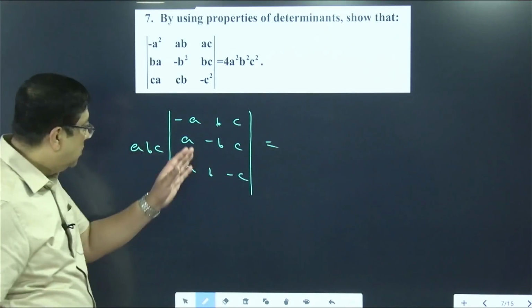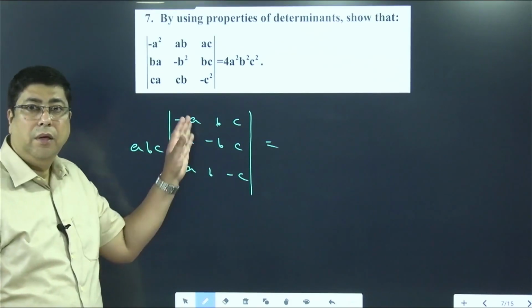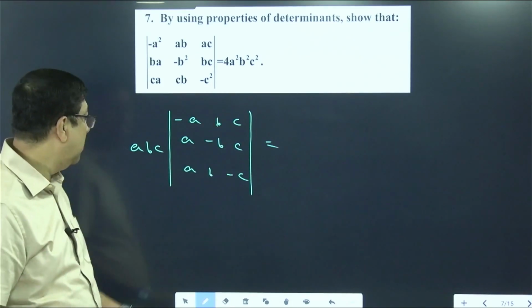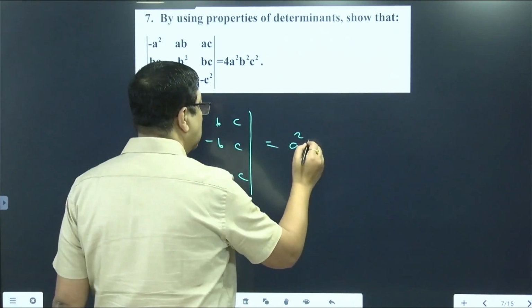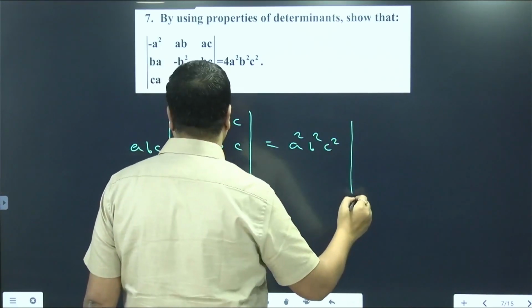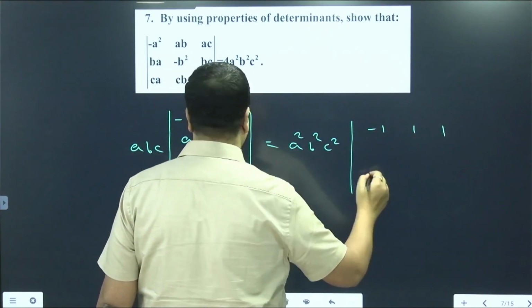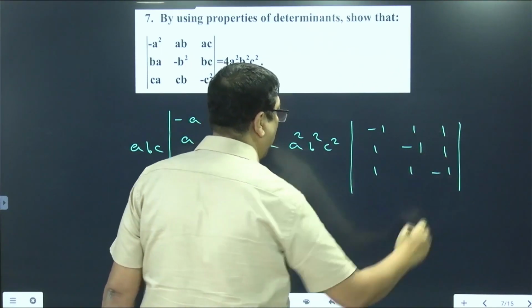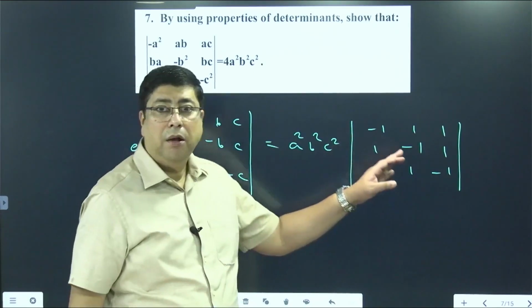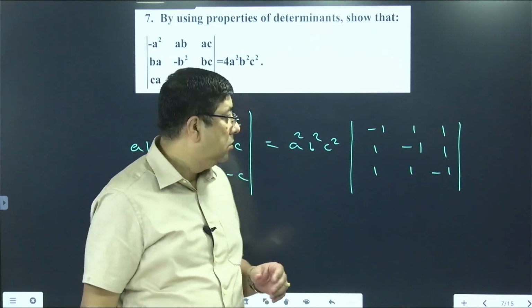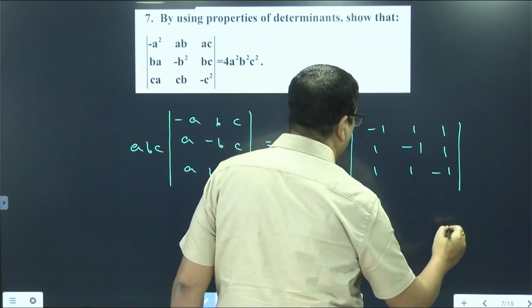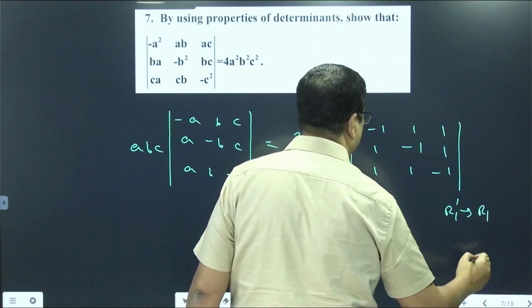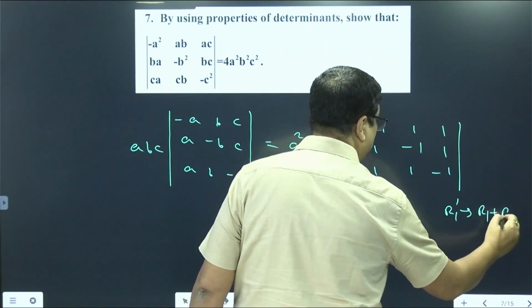Now once more, we can take A common from column number 1, B common from column number 2, C common from column number 3. So we are getting another ABC, that is A square, B square, C square, and it is coming minus 1, 1, 1, 1, minus 1, 1, 1, 1, minus 1. Okay. Now there are a number of 1 and minus 1. So we can do like this. We can apply on R1, suppose R1 plus R2.